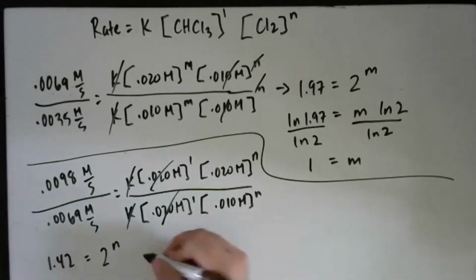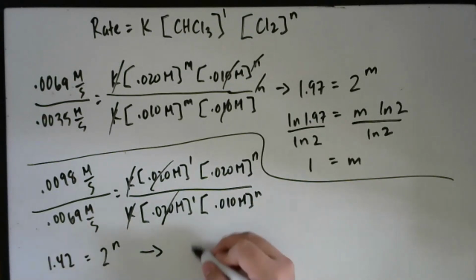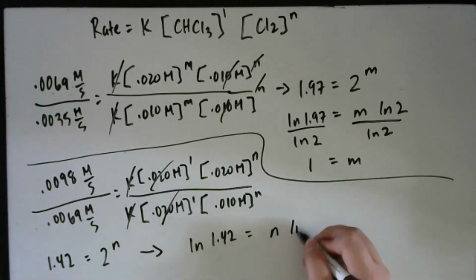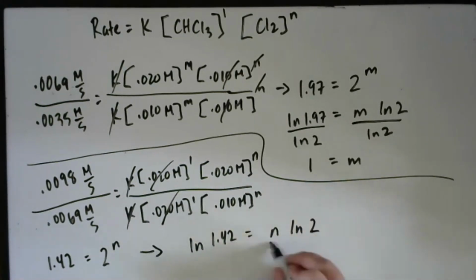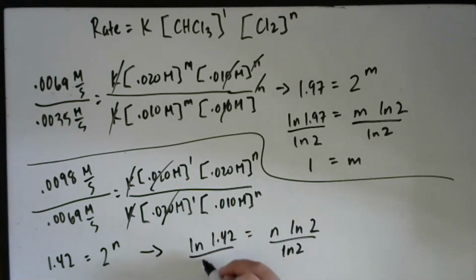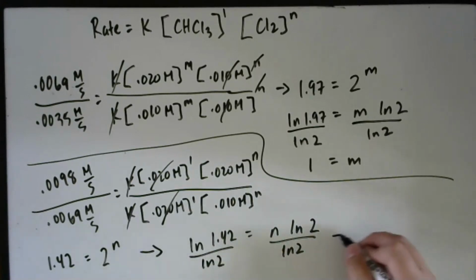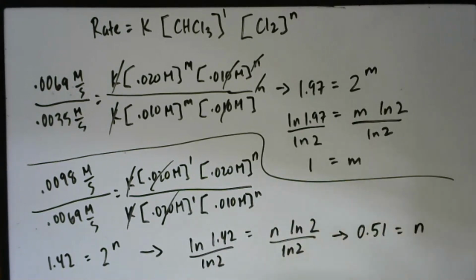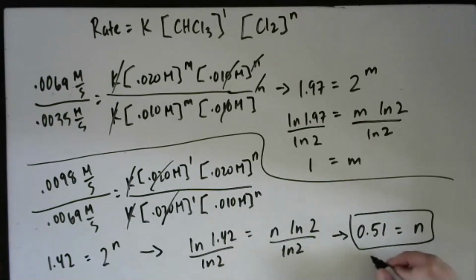Okay. So now we're going to have, let's write it over here so I don't run out of room. I'm going to take the ln of 1.42, and that's going to be n times the ln of 2. Okay, and we're going to get like 0.51 equals n here. So this is going to be one of our little special cases where we have a reaction order that's 1/2. You can write 0.5 or you can write 1/2 when you put it up here.